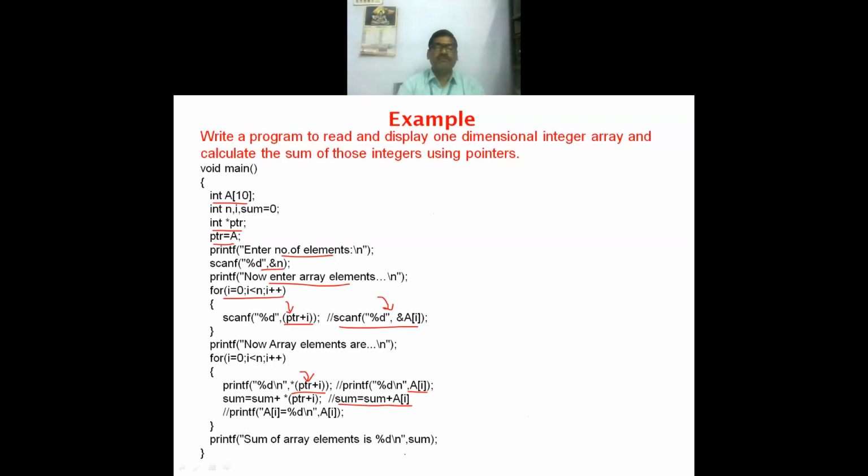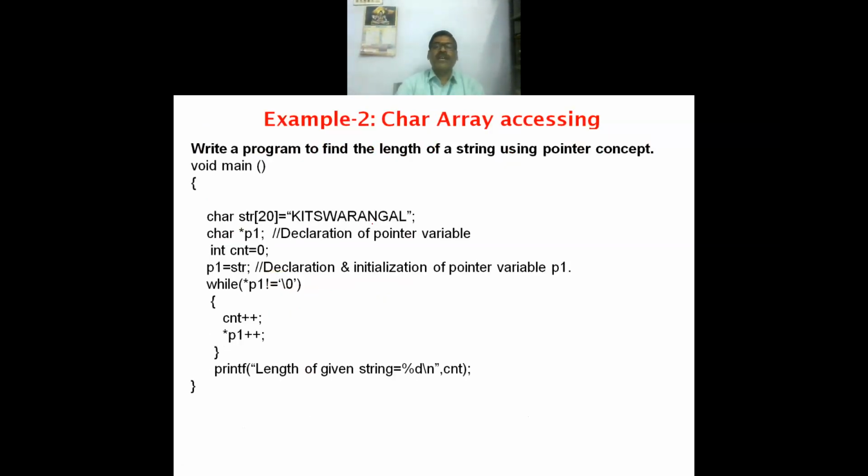Then we are printing the sum. So this is how we write the code, just by replacing the array index accessing with the pointer expression. So this is an example program demonstrating how pointers can be used. Coming to the second example, how a character array can be accessed through pointers.